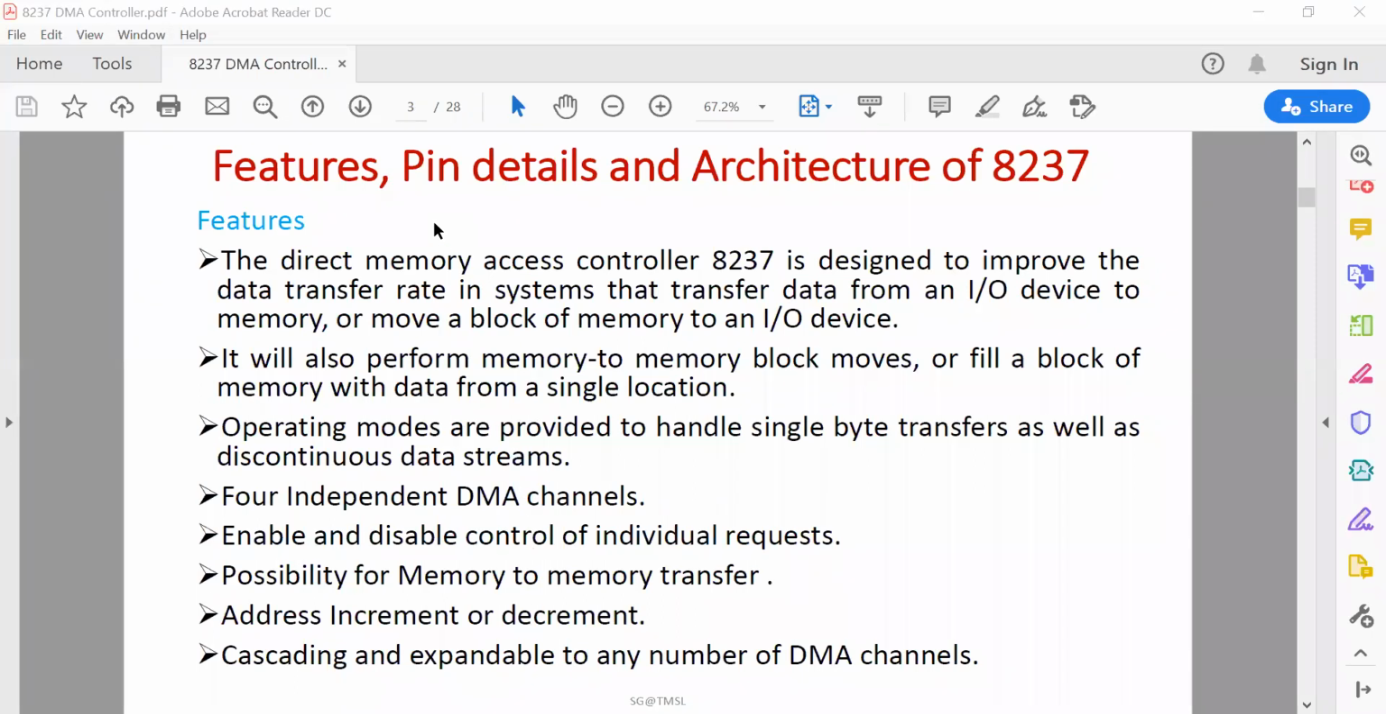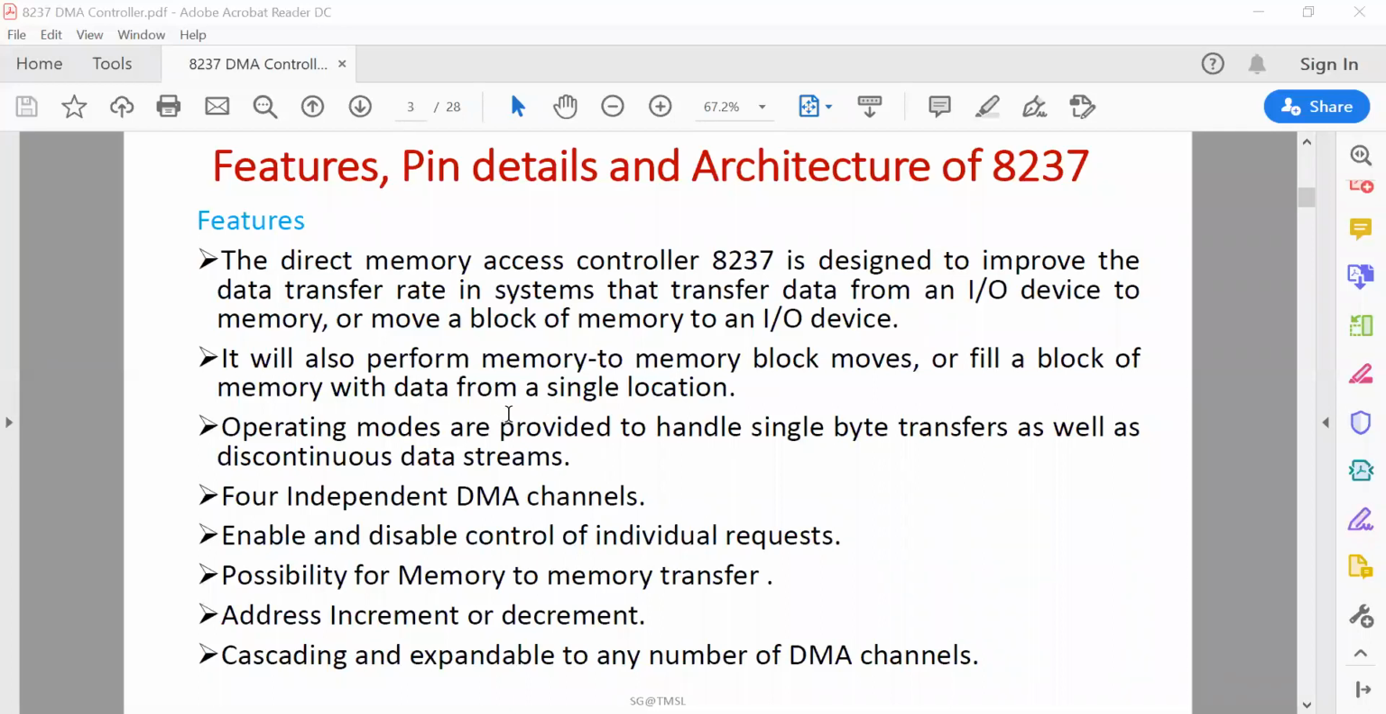So the different features are available. It is designed to improve the data transfer rate in a system that transfers data from an IO device to the memory, or moves a block of memory to an IO device. Second feature is it will also perform memory to memory data transfer, as I have told you earlier, that memory to memory data transfer can be implemented using 8237, or fill a block of memory with data from a single location.